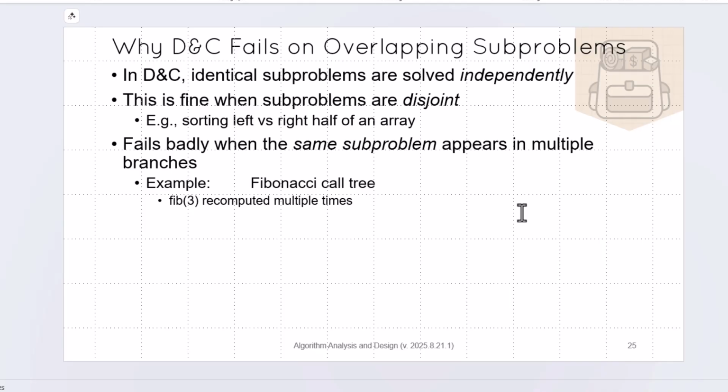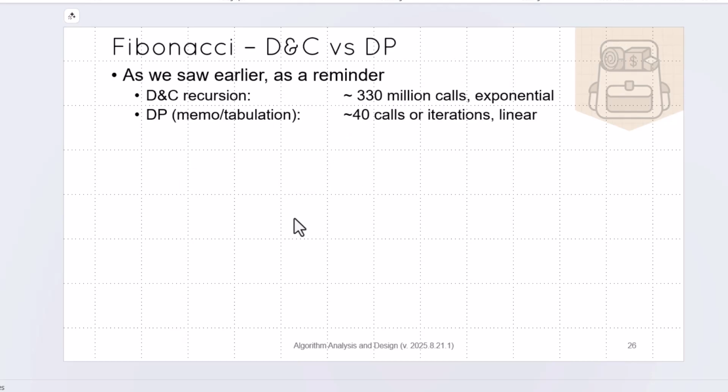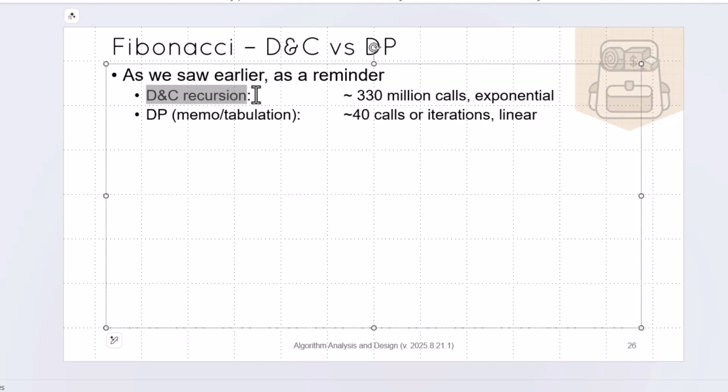So with the Fibonacci call tree that we saw earlier with the fib of 3 recomputed, and we said, for higher numbers, you end up with millions of recomputations. So with the Fibonacci we saw for divide and conquer, we have about 330 million calls, and it's exponential. With dynamic programming, with memoization or tabulation, it's about 40 calls or iterations in linear time.